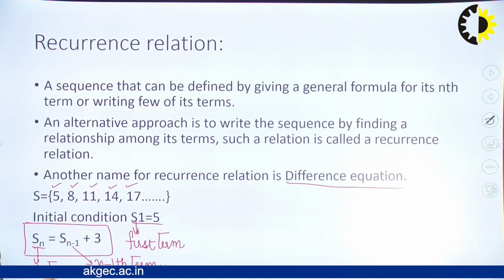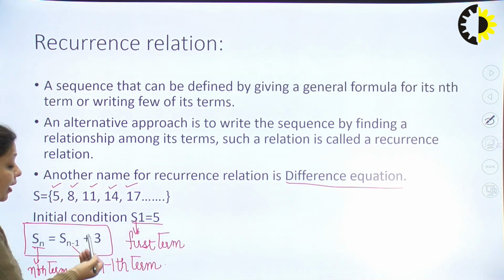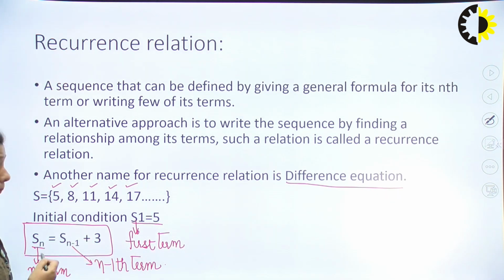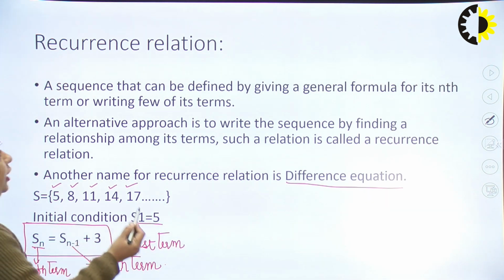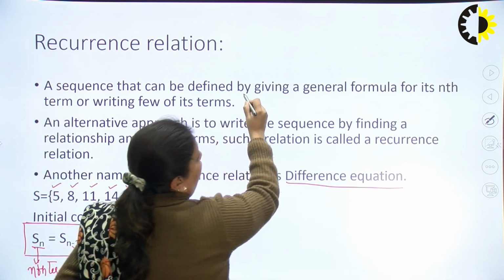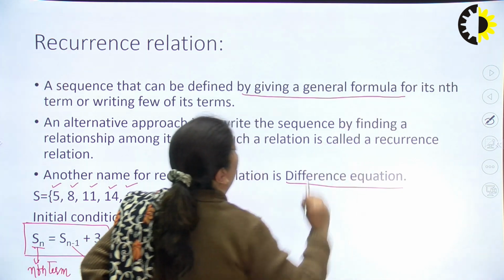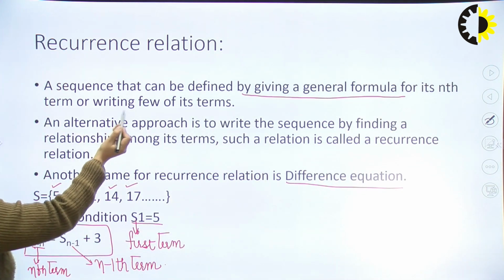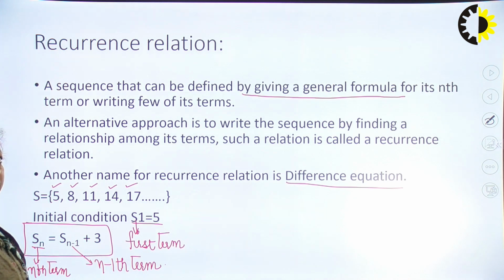So, what is the meaning of that? The meaning of this is that I am defining the nth term for this sequence in terms of n minus 1, that is the previous term, plus 3. This is nothing but a recurrence relation because I am able to define the nth term in terms of the previous terms, and this was the basic definition of a recurrence relation. That is, if we can define it by giving a general formula for the nth term or by writing a few of its terms, if I can write the formula in terms of the previous terms.